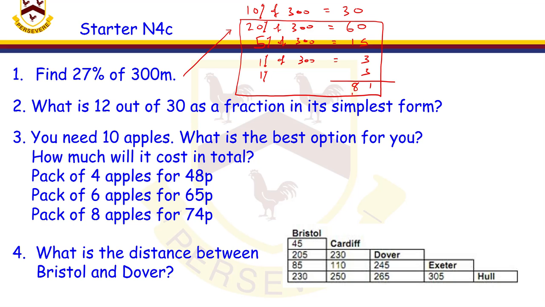Good. Question number 2. 12 out of 30 as a fraction in its simplest form. 12 out of 30 simply means 12 divided by 30. And we need to simplify that. So what goes into 12 and goes into 30? Biggest number. 6 goes here 2 times. 6 goes here 5 times. So we get 2 out of 5.